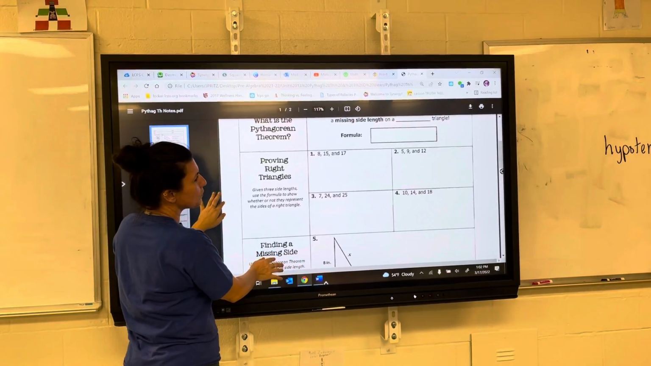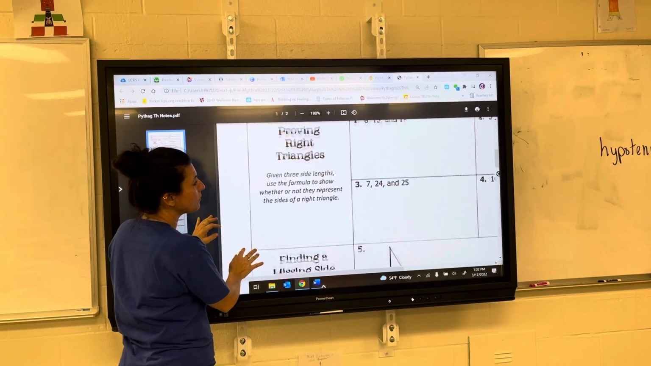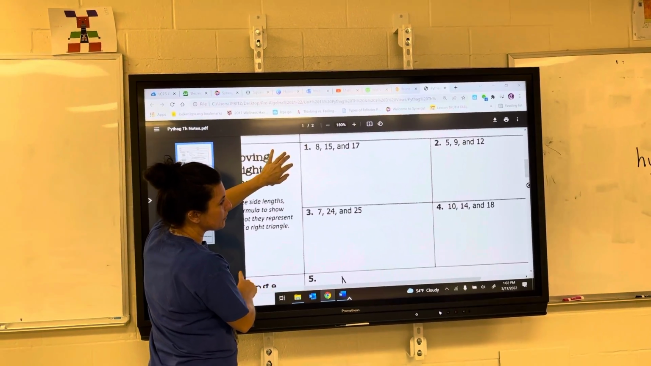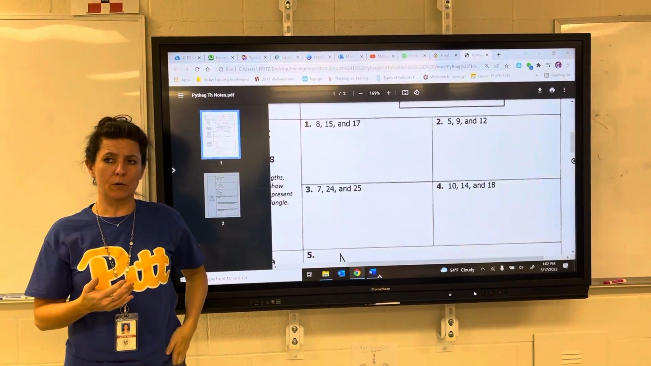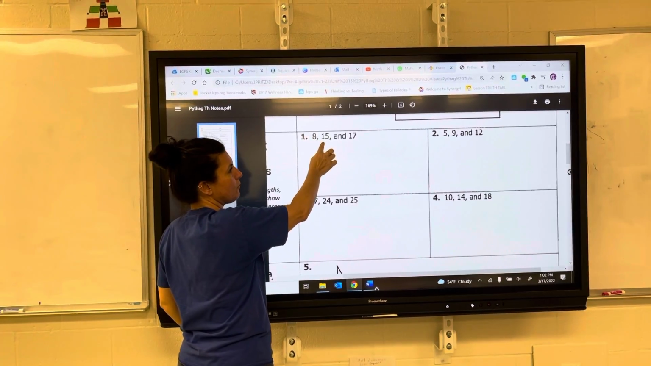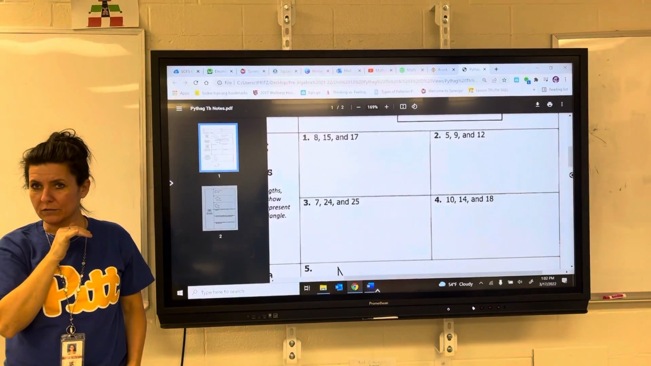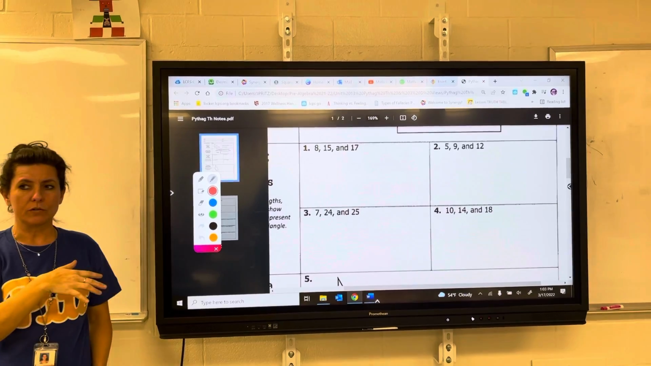So this section says prove if it's a right triangle. I said a minute ago that it will only work if it's a right triangle. These three numbers that are given to us, we need to figure out if those three numbers can form a right triangle. So we need to know if a side of 8, a side of 15, and a side of 17 will form a right triangle. So what we're going to do is use the Pythagorean theorem and see if it works.